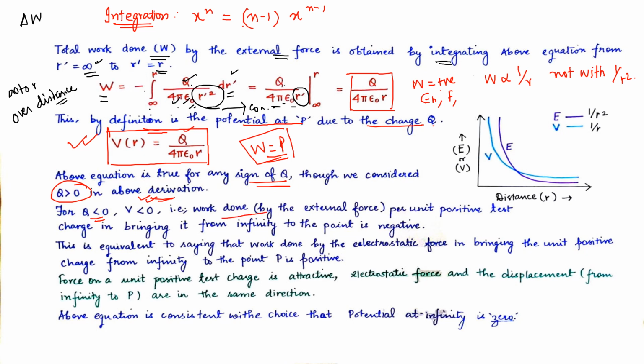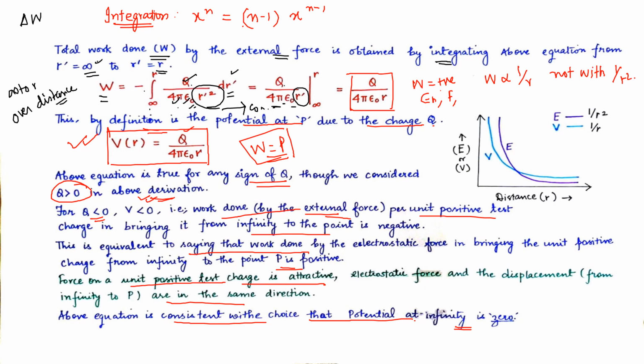Work done by external forces per unit positive test charge in bringing it from infinity to the point is negative. This is equivalent to saying that the work done by electrostatic forces in bringing the unit positive charge from infinity to the point P is positive. The force on the unit positive test charge is attractive electrostatic force, and the displacement from infinity to P is in the same direction. The above equation is consistent with the choice that potential energy at infinity is 0.